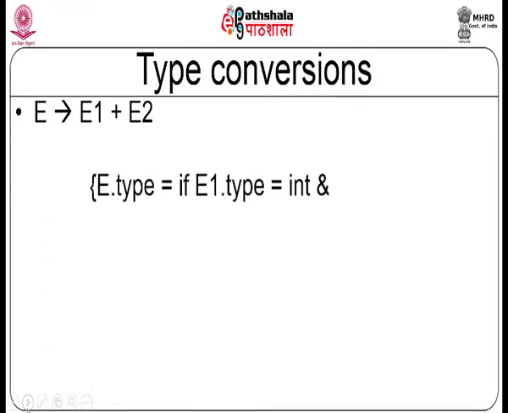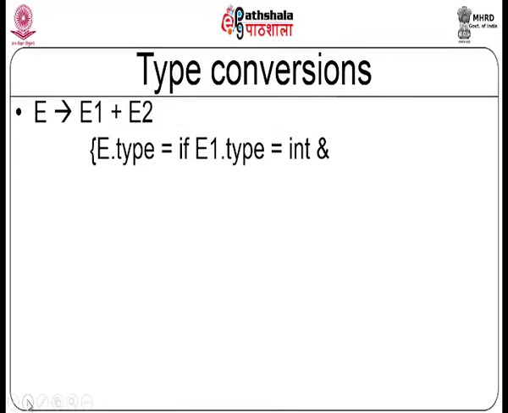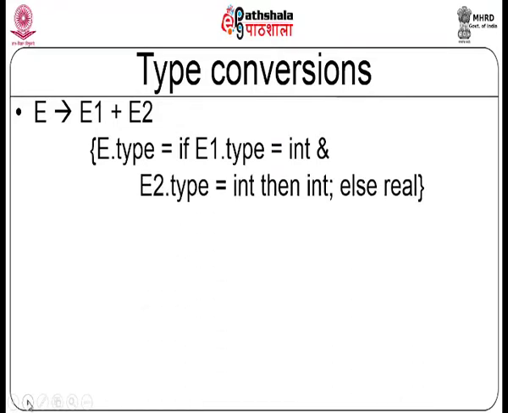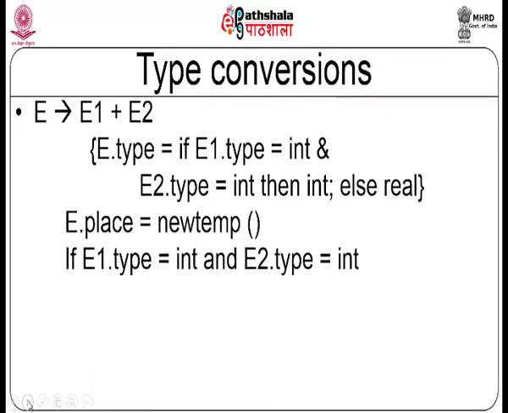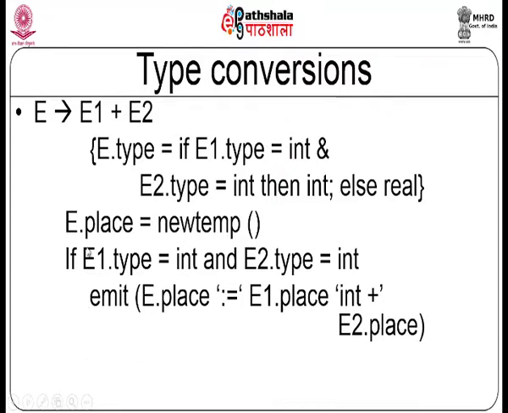Now, in addition to that, we have already seen type conversions and type checking. The three address code itself can incorporate type conversions. For example, here E dot type is equal to int if E1 dot type is equal to int and E2 dot type is equal to int, else it is real, is what we have arrived at here. So, how do I compute the code here? E dot place is equal to new temp, which is the same, and I will check the validity of this condition, and if this is true, I will simply do an integer addition.